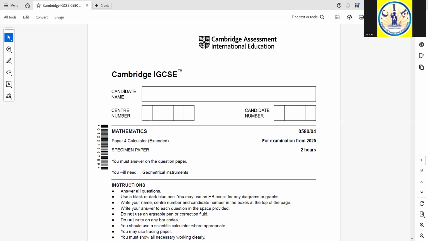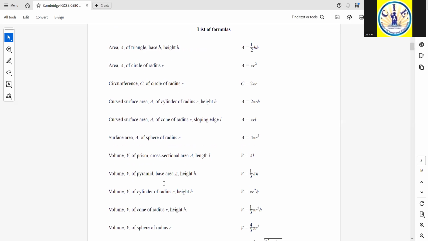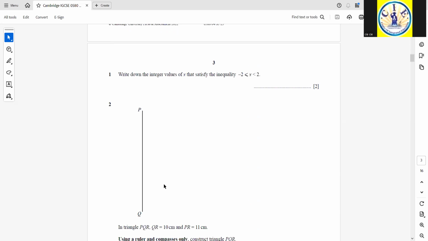In this video, we are going to solve paper 4 of Cambridge, specimen paper 4 for the year 2025. It has a duration of 2 hours and a total of 100 marks, and the students are allowed to use the calculator in this. In this exam, we are given a list of formulas, and here we go, starting from question number 1.